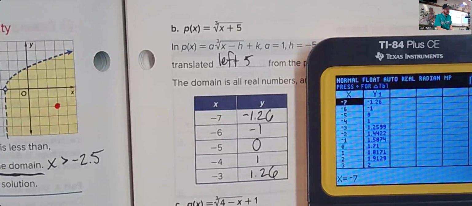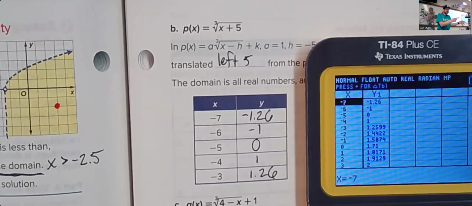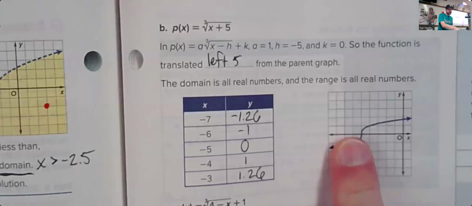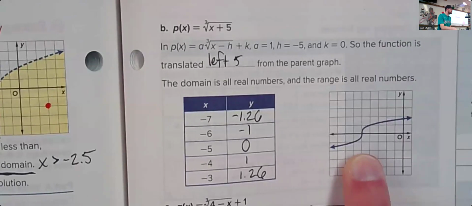Type in the function, go to the table of values. If you want to, you can go to the main screen and type in the function a bunch of times and plug in for the x values to get the y values, but I feel like that's more work than needs to happen. So if you were to graph them, you get these points right here.